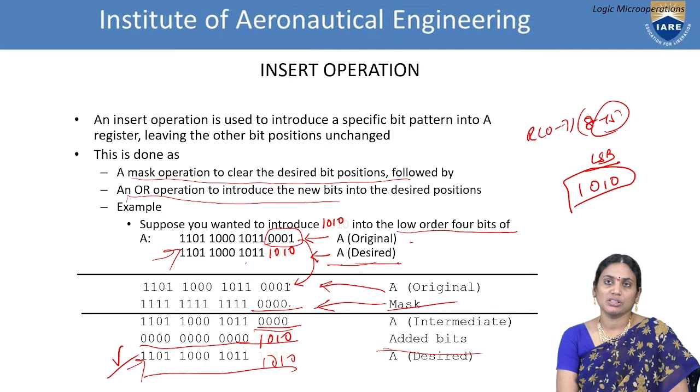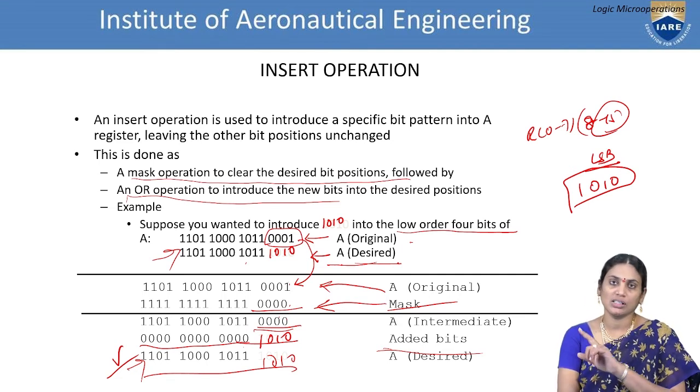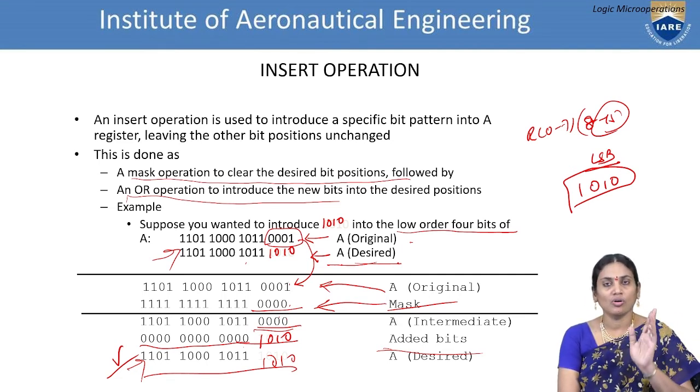So the inserting operation is a case where you have to insert a new value into the existing register. And you have to be very specific about which portion of the register you want to insert into. Are you inserting the total values in the register or only a portion of the register? Here in this case, we have taken an example of 1010 to be inserted in the last 4 order bits, or the low order 4 bits. So in this case, what are you doing?